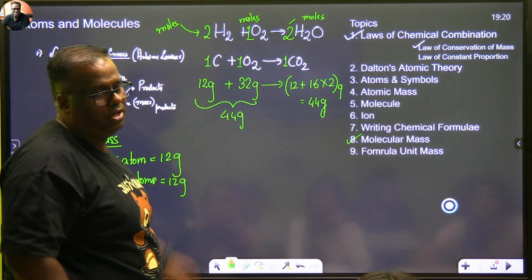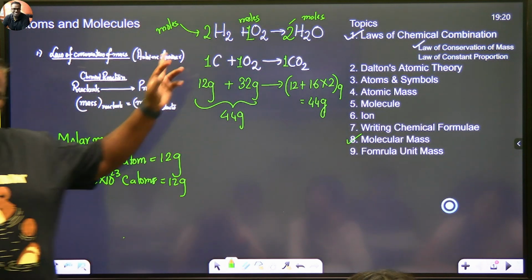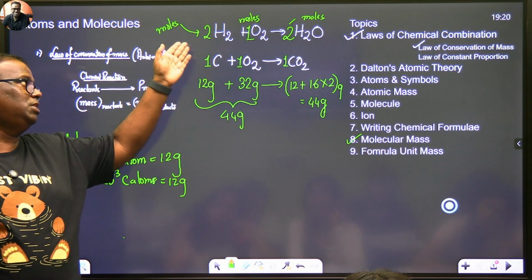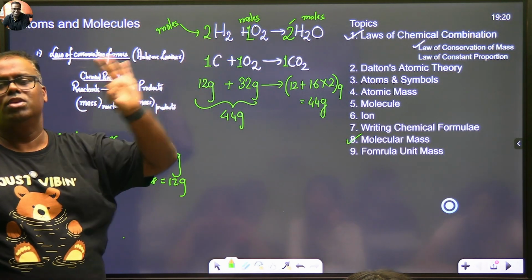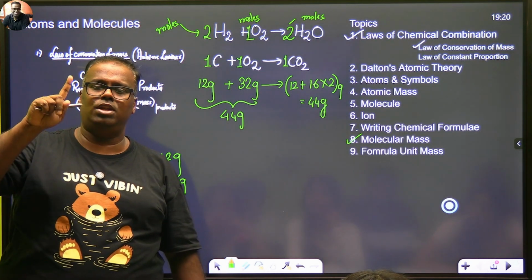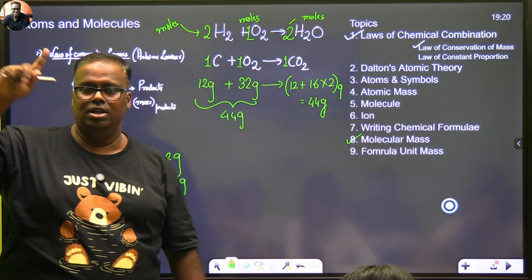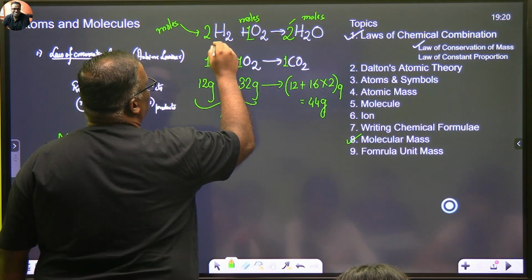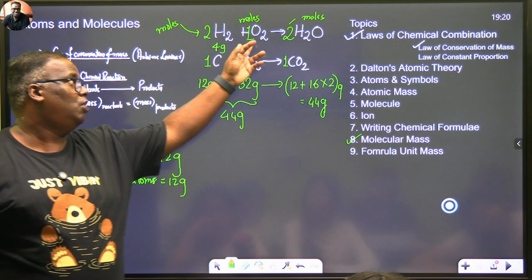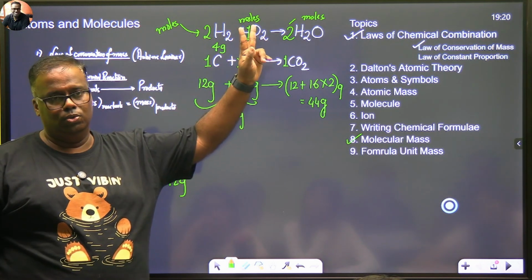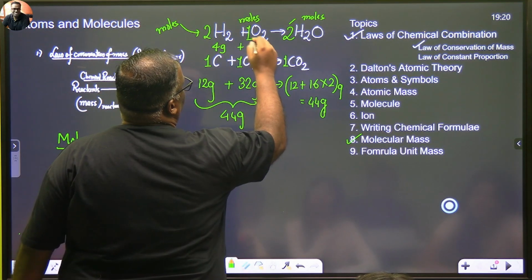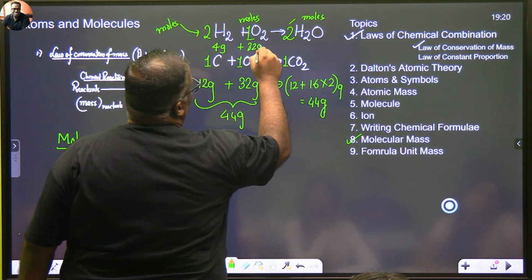How many moles of hydrogen? 2 moles. Each mole of hydrogen has how many atoms? 2 atoms. So ultimately, how many atoms of hydrogen? 4 atoms. What is the molar mass of hydrogen? 1. Hydrogen's atomic number is also 1, and hydrogen's atomic mass is also 1. So 4 into 1 will give me how much? 4 gram. Did you understand how the 4 gram came? 4 atoms. How many oxygens here right now? 2. Each oxygen is how much? 16. So this is 32 grams.